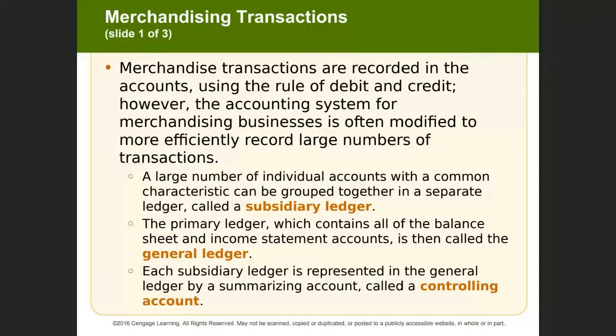Merchandise transactions are recorded in the accounts using the rules of debits and credits. However, the accounting system for merchandising businesses is often modified to more efficiently record large numbers of transactions. A large number of individual accounts with a common characteristic can be grouped together in a separate ledger called a subsidiary ledger. The primary ledger, which contains all of the balance sheet and income statement accounts, is called the general ledger. Each subsidiary ledger is represented in the general ledger by a summarizing account called a controlling account.